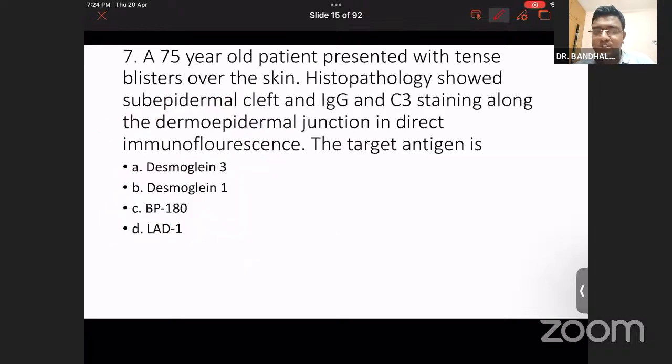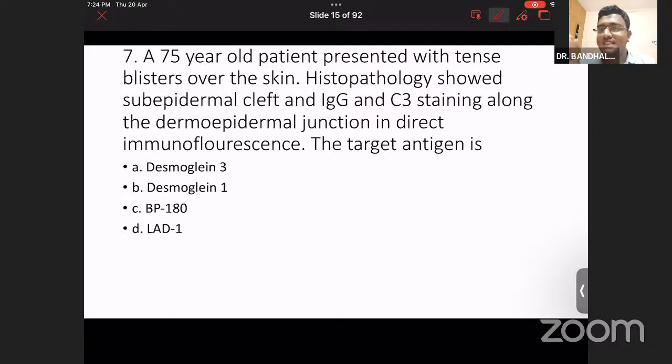We will move to next question. A 75-year-old patient presented with the tense blisters over skin. Histopathology showed subepidermal cleft and IgG and C3 staining along the dermoepidermal junction on direct immunofluorescence. The target antigen is option A desmoglein 3, option B desmoglein 1, option C BP180, option D LAD1.